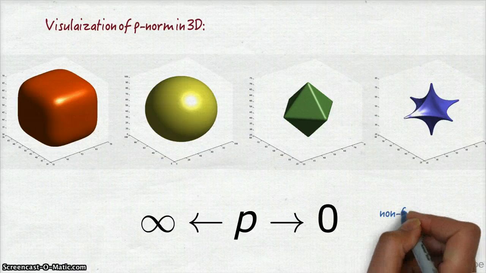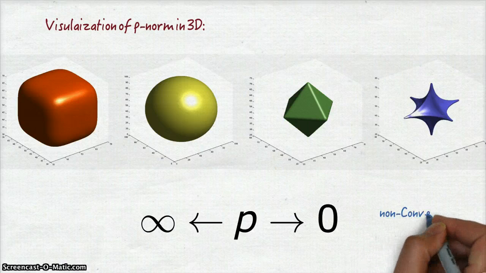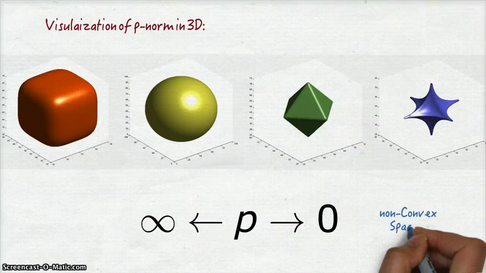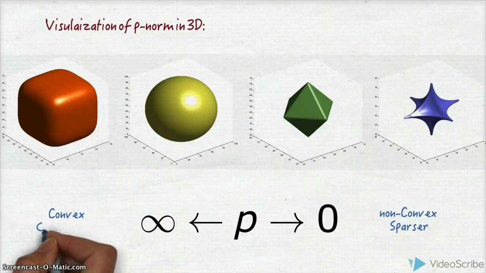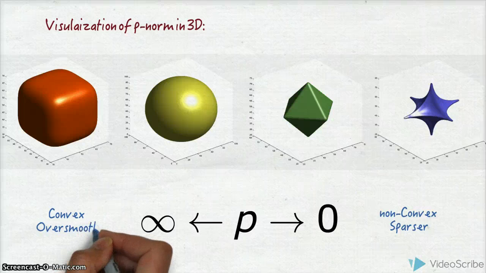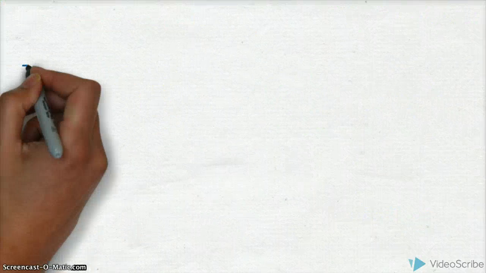So if P goes to 0, we end up with a non-convex problem, which is really complicated and a little bit difficult to solve, and the solution would be sparser. If P goes to infinity, we end up with a convex problem that can be solved, but we over-smooth the solution.